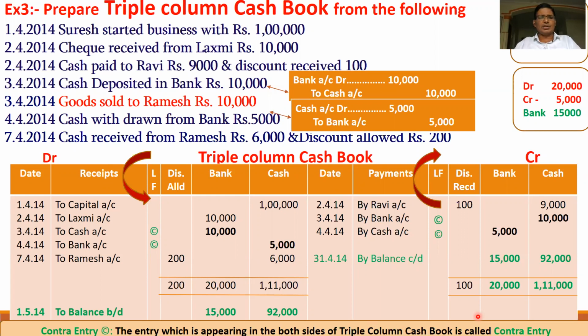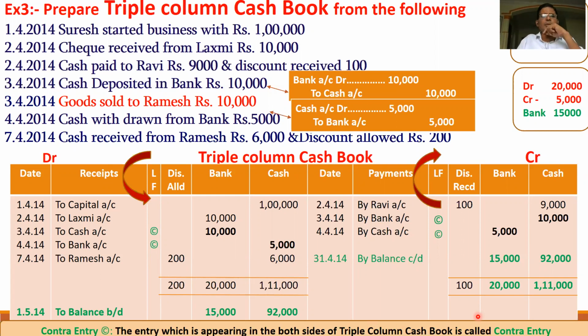One is when cash is sent to bank, that is a contra entry. When cash is withdrawn from bank, that is a contra entry. The third one is when a check is received on one date and the check is sent to bank on another date.